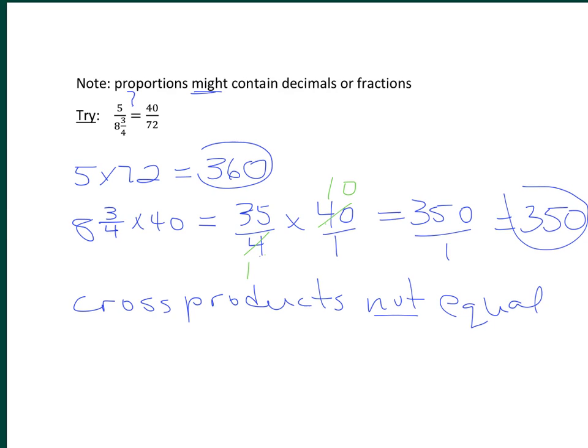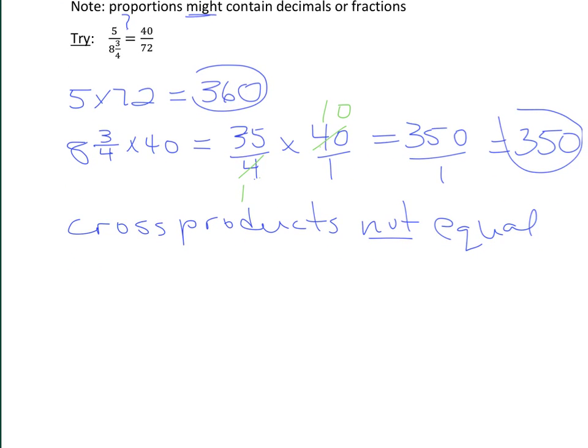so we can write the proportion this way. Since the proportion is not equal, the way we would write that would be 5 to 8 3/4 is not equal to 40 over 72. An equal sign with a slanted line through it means does not equal or is not equal to.